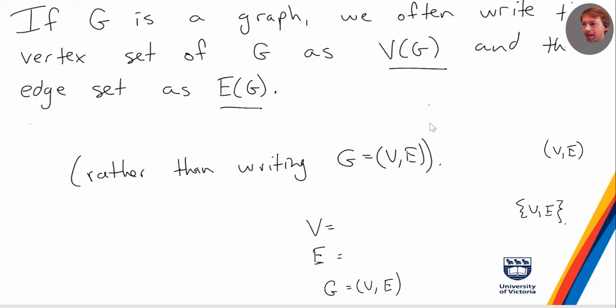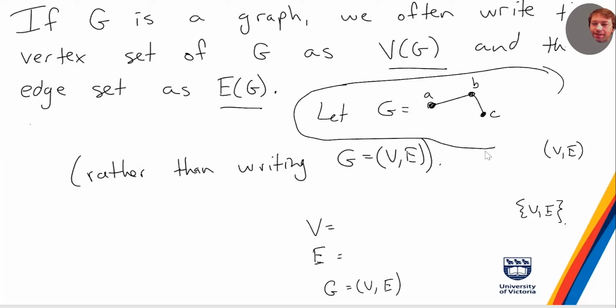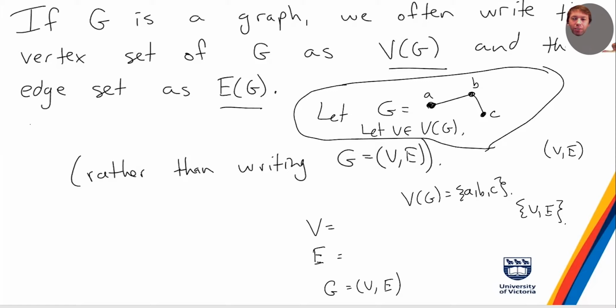So for example, sometimes you can just define a graph in terms of a picture. If I just say, let G be the graph like this, and then I can say, okay, let v be an element of V of G. It should be clear from the picture and from the way I've defined G that V of G is {A, B, C}. And you don't have to necessarily define graphs in terms of a picture either. You can define them in various different ways. And then when you do that, V of G is the vertex set and E of G is the edge set of G, if that makes sense.